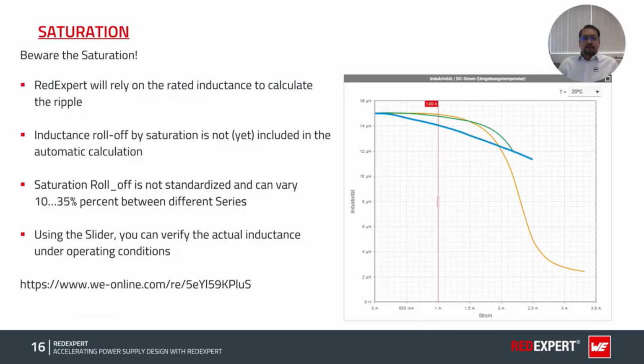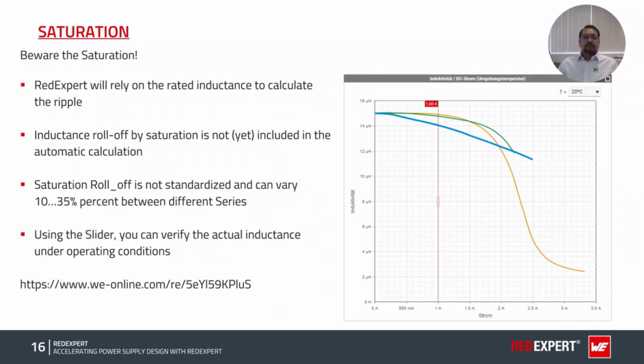Inductor saturation, which is an important consideration. REDEXPERT calculates ripple current based on the rated inductance value. However, it currently does not account for inductance roll-off caused by the saturation under DC bias conditions. This is an important limitation to keep in mind during design. Inductance roll-off due to saturation is not standardized across manufacturers and can vary significantly, typically ranging from 10% to 35% depending on the product series.